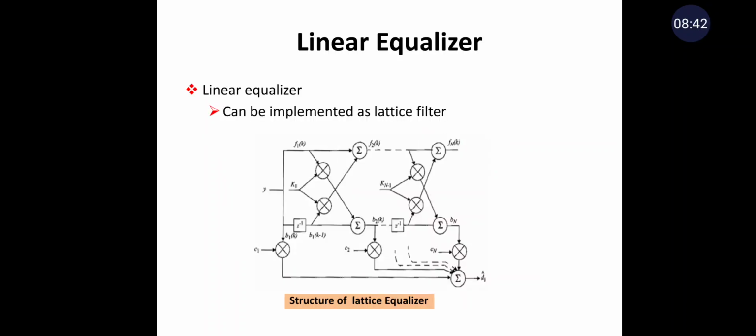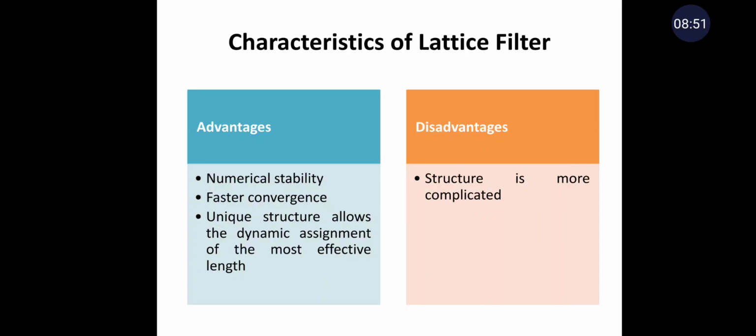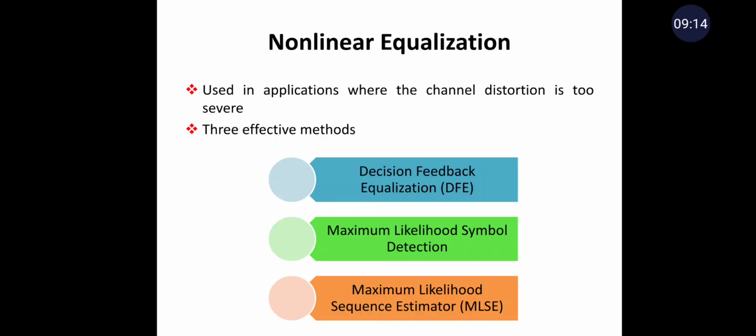This linear equalizer can also be implemented as a lattice filter. This is the structure of the lattice equalizer. Now let's see the characteristics, the advantages and disadvantages, of the lattice filter. It has numerical stability and a fast convergence rate, and it is a unique structure that allows the dynamic assignment of the most effective length. But there is one disadvantage: the structure of the lattice filter is more complicated.